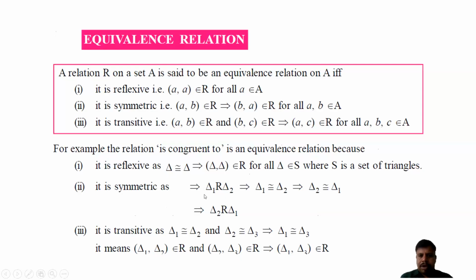Next, symmetric, because if triangle 1 is related to triangle 2, then triangle 2 is also related to triangle 1. So it is symmetric. Transitive, because if triangle 1 is congruent to triangle 2 and triangle 2 is congruent to triangle 3, then triangle 1 is congruent to triangle 3. So that means it is an equivalence. Is congruent to is a relation that satisfies the equivalence property.